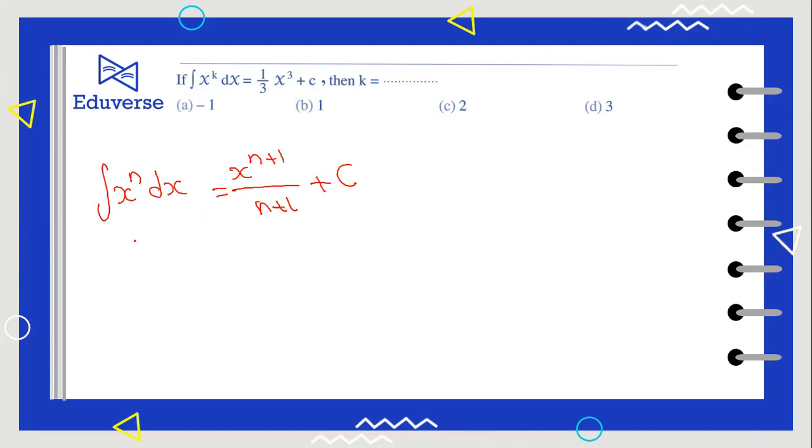Here, n equals k. The new power, n plus 1, is 3. Then n equals 2. So the power k here is 2, and after adding 1 it becomes 3. So the power is 2.